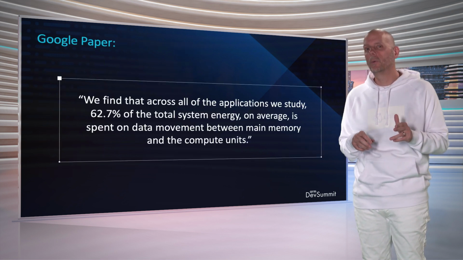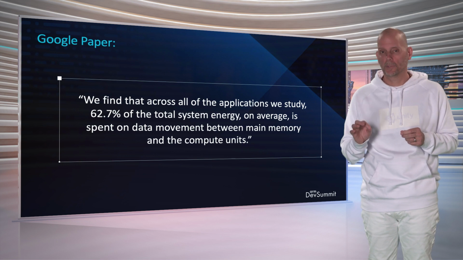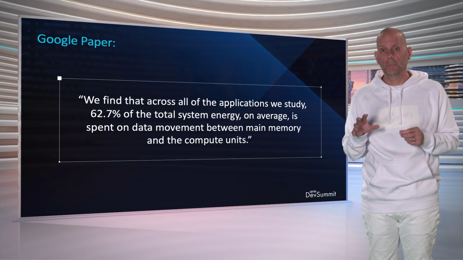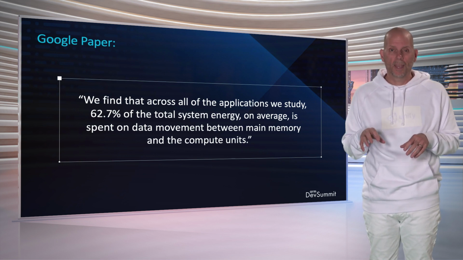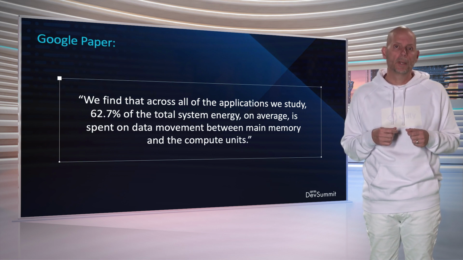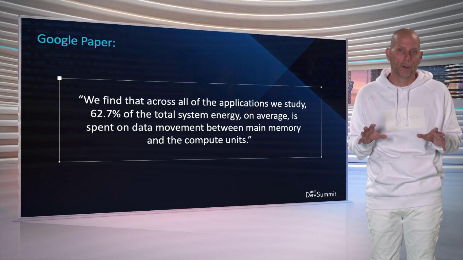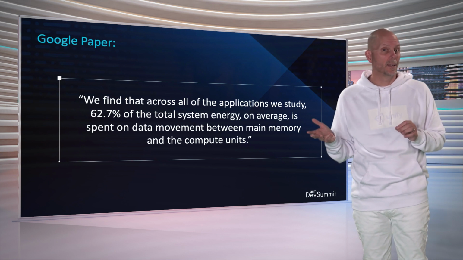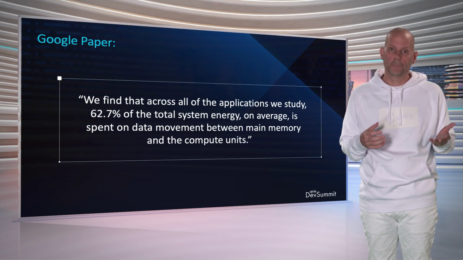In a study by Google, they found that more than 60% of energy was being used to move data around, and only a minority was being used to actually transform the data. In our signal-to-noise ratio here, we have too little data we need and too much data we don't need. Seems easy enough to fix. Let's just organize the data better. And you're right. That's what we need to do.